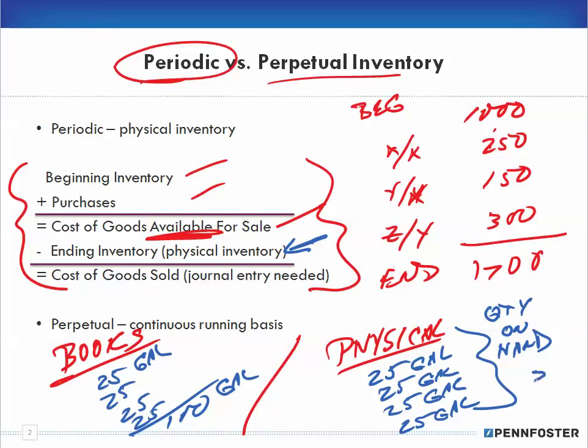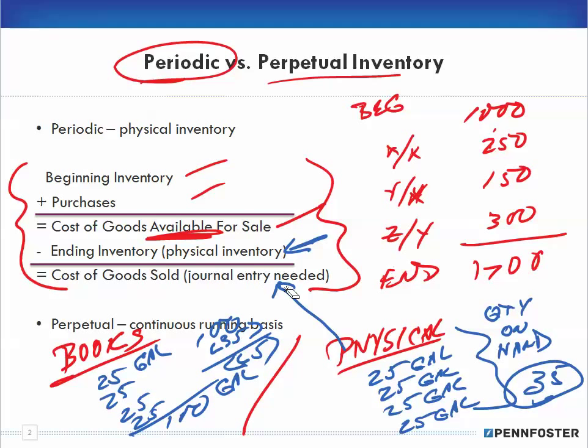And let's say there's 35 gallons in there, okay? Well, that means you have to adjust your books to 35 gallons. If you had 100 and you only have 35, that means you have to adjust your books for the 65 that have been sold, missing, whatever have you. And that means the 65 has to be taken out of inventory and put into cost of goods sold.